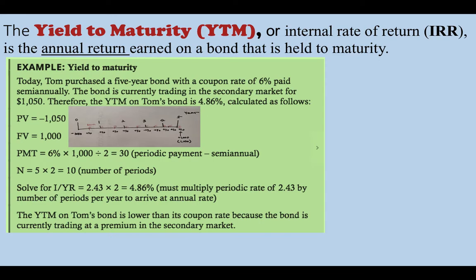Say today, Tom purchased a 5-year bond with a coupon rate of 6% paid semi-annually, and the bond is currently traded in the secondary market for $1,050. So they give you this information. So basically, what that means, say today, Tom is going to buy this bond at $1,050.